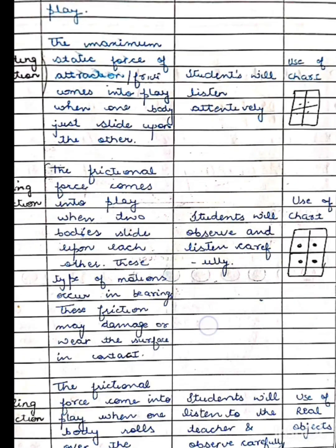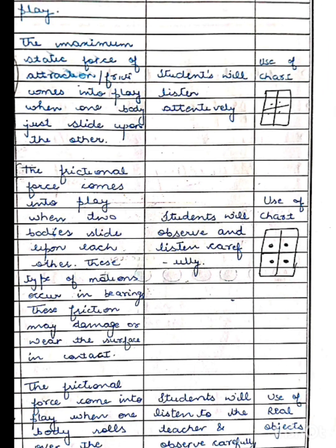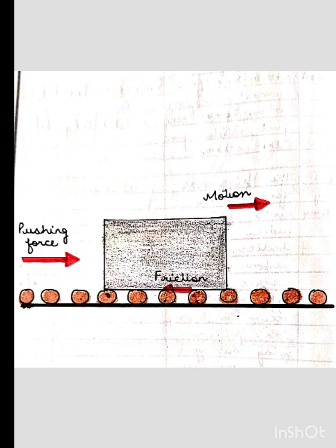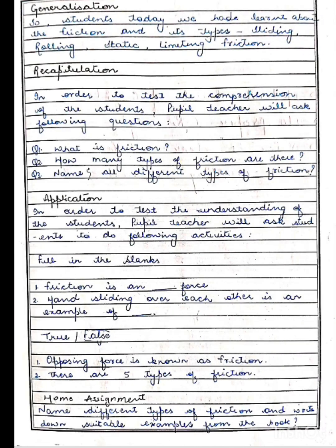Okay. So next, there is also the explanation of types. What are the different types of friction? So be careful while you are writing the lesson plan. You have to write only three points, that is pupil teacher activity, pupil activity and use of AV aids. In this, the different types are explained by the students with the help of different elements or real objects, or you can make an activity also. There is another diagram drawn by the students regarding the lesson. You can also draw this diagram.